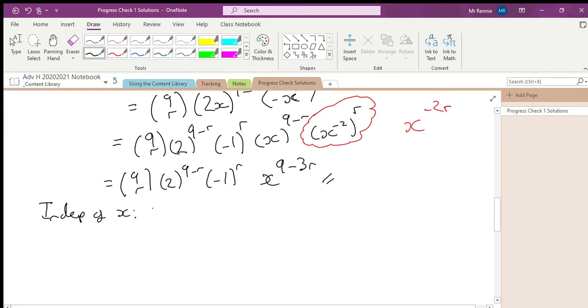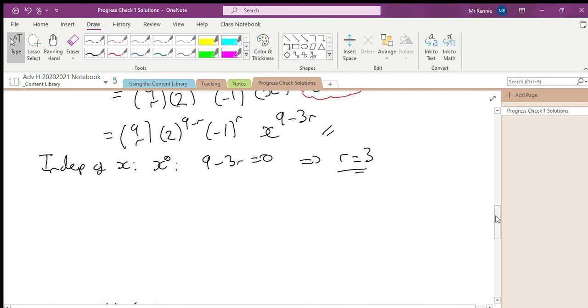Independent of x means we need x to the power 0, which means we need 9 minus 3r to equal 0. Therefore, if we solve that, quite easy to solve, r has to be 3. So the term independent of x is when r is 3. When we make r equal to 3, the general term becomes 9 choose 3, 2 to the power, well 9 minus r is 2 to the power 6, then it's minus 1 to the power 3.